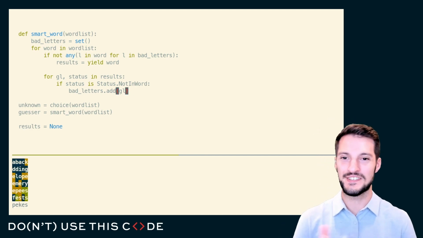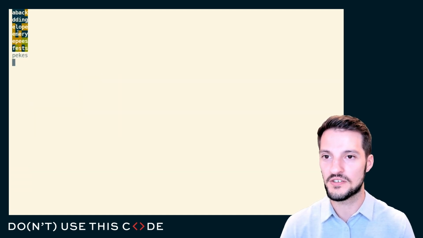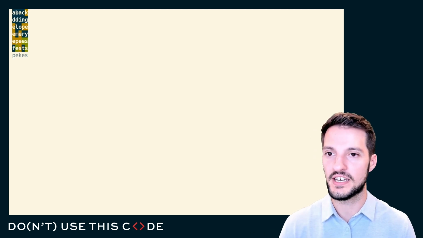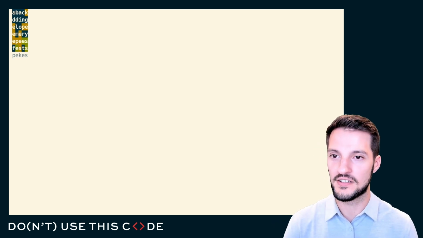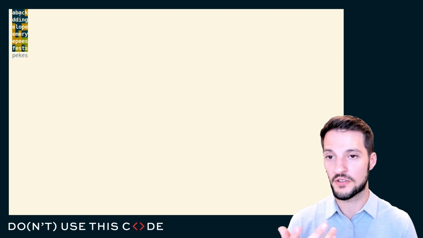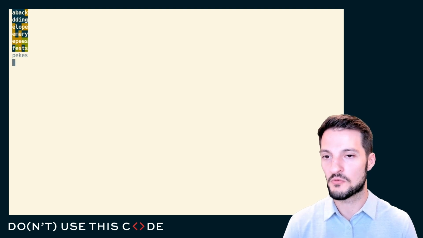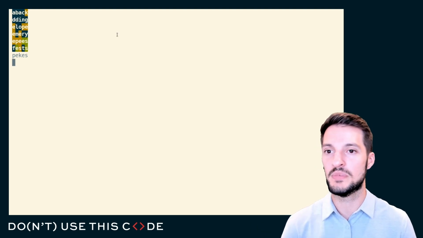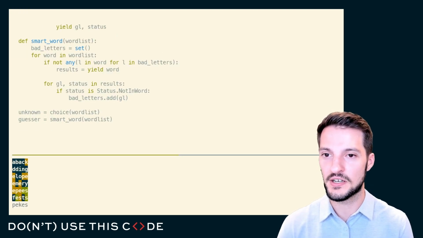Okay, so now we can see that we're employing this coarse grain information. We guessed aback as our first guess, A-B-A-C-K. And what this means is that now that I've implemented all the logic driving these bad letters, I should never see another guess with A, B, or C after this one. I should never see another word or guess with D, D-I-N-G, or A-B-A-C. And you can see that this pattern holds true, and my set of bad letters grows and grows.